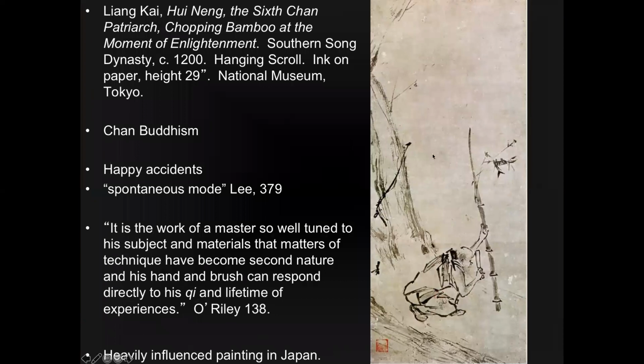So eventually, everything comes together into this style that Sherman Lee calls the spontaneous mode. And I think that's a really good description because this is done even more quickly. The picture you're looking at, Huineng, the Sixth Chan Patriarch Chopping Bamboo at the Moment of Enlightenment, probably could be executed in about the time that it took for Huineng to chop the bamboo. So perhaps just a few minutes. And an artist may do a subject like this hundreds or even thousands of times, and then find one that was just right. So that contradiction between a lifelong practice but instant enlightenment also makes its way into how the art is created.